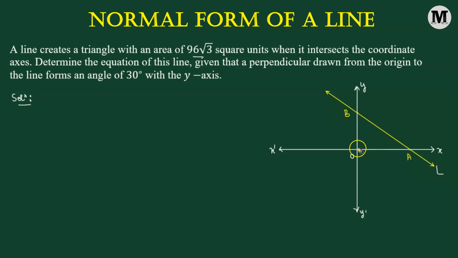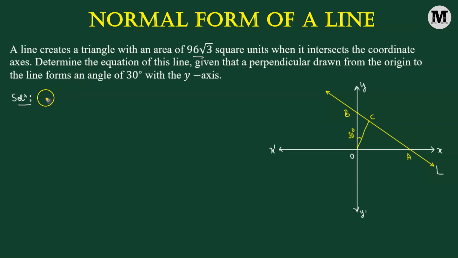Fine. And also, we're going to consider a line which passes through the origin and is perpendicular to this line. Let's say this is the line OC, and it makes an angle of 30 degrees with the y-axis. So using all of this information, our goal will be to find the equation of the line, provided that the line L forms a triangle with the two axes, the x-axis and the y-axis, and that triangle has an area of 96 times square root of 3.